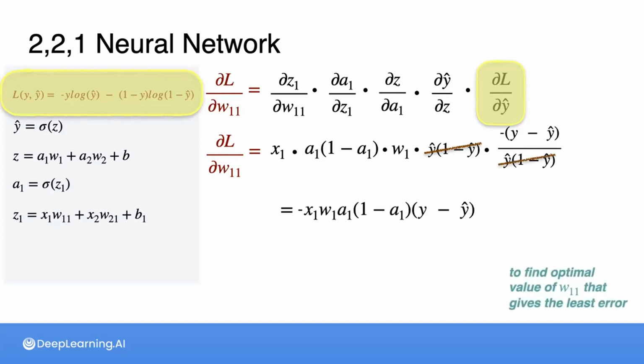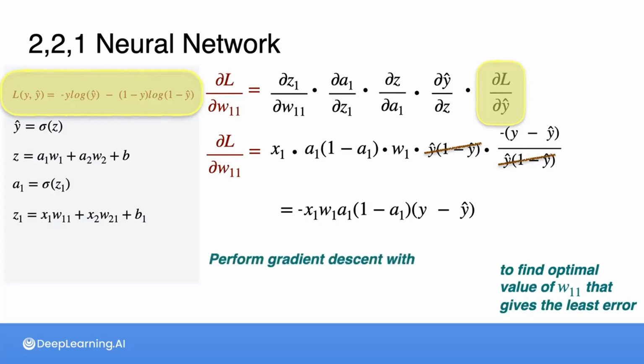So in order to find the optimal value of w11 that gives the least error, we perform gradient descent with this formula. And what's ∂L/∂w11? It's simply this over here. So that is how we change w11. And as you can imagine, that's how you change any wij. You just have to change the subscripts here. But I'll tell you how to do it in a minute.